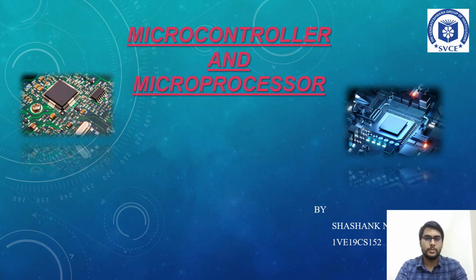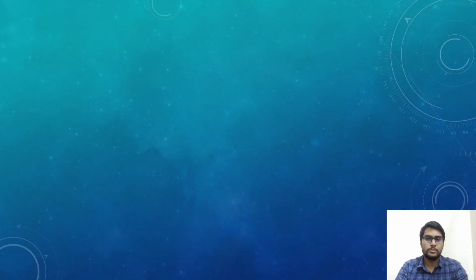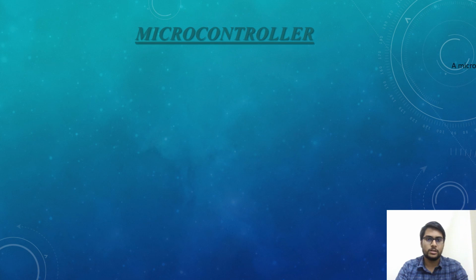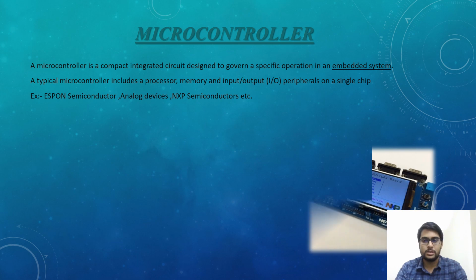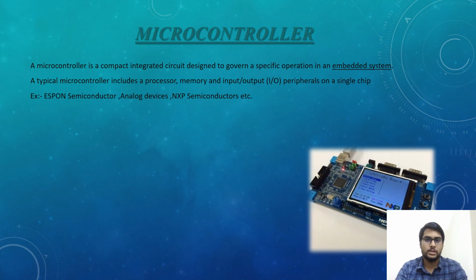Today's topic is about microcontroller and microprocessor. Let us start with the microcontroller. What is a microcontroller? A microcontroller is a compact integrated circuit designed to govern a specific operation in an embedded system. A typical microcontroller includes processor, memory, and input-output peripherals on a single chip. Example: Epson Semiconductor, Analog Devices, NXP Semiconductors. This is a picture of an NXP semiconductor.